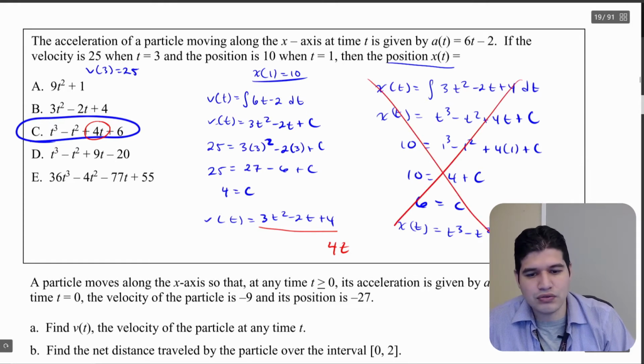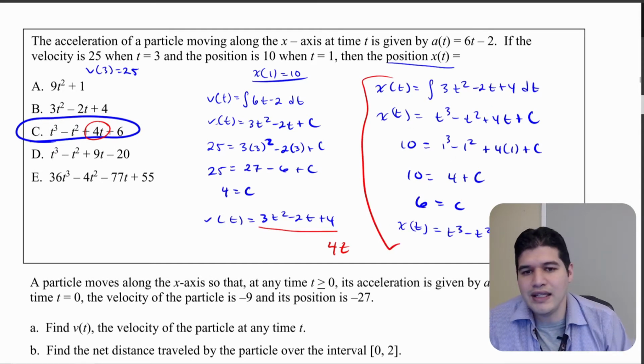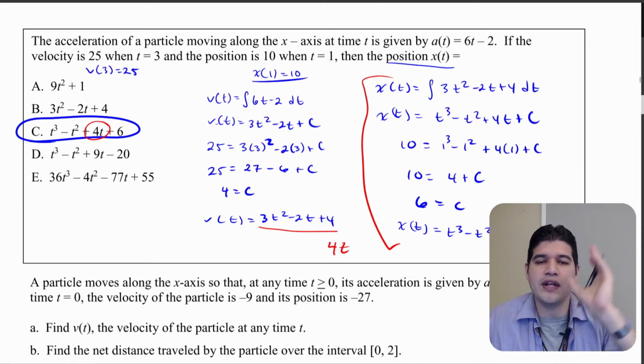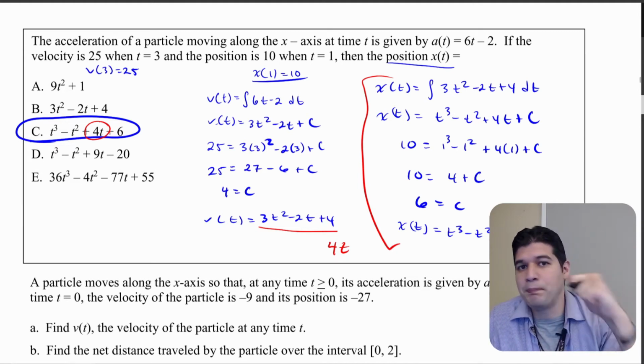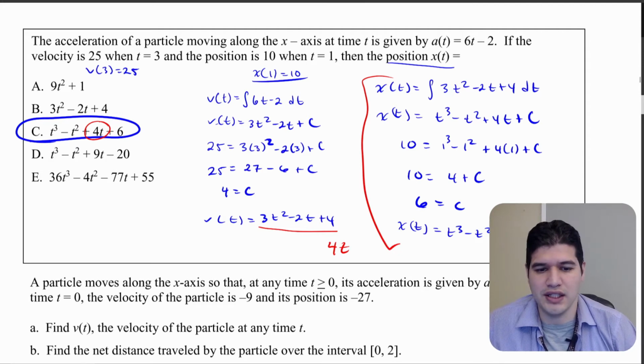Not that any of it is wrong, all right? But in terms of a timed test, I could exclude all of this work, write the answer choice C, which is going to be correct, and then just move on to the next question and bank some of that time. That's just a small test-taking strategy that you can keep in mind.